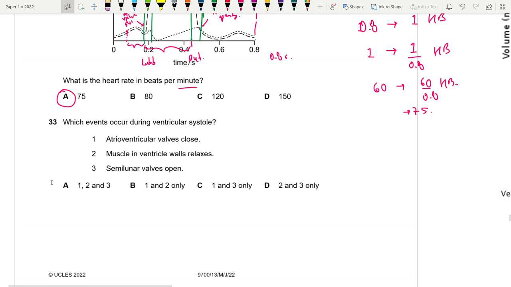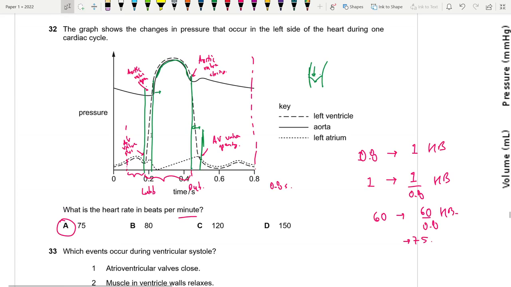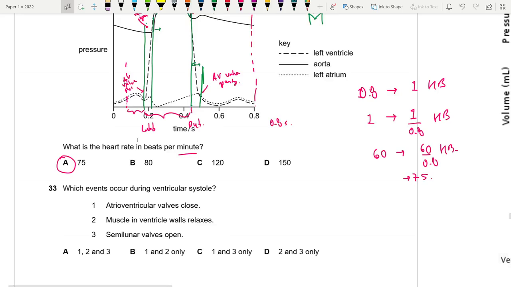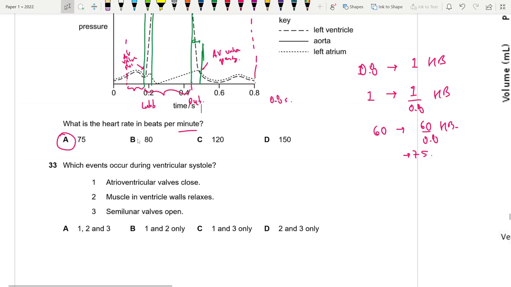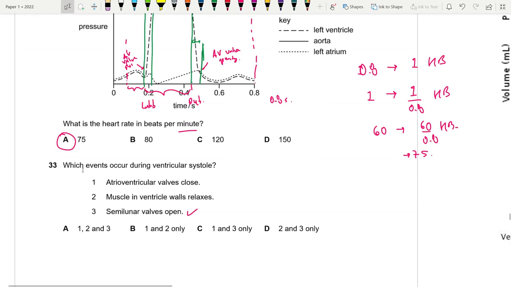Which events occur during ventricular systole? Great. Basically, during ventricular systole, the semilunar, the aortic valves, clearly open. Semilunar valves open. The atrioventricular valves... it has to be, okay, 3 is correct for sure, so any option without 3 is wrong. The muscles in the ventricle valves relaxes, that doesn't make sense, right? It's a contraction, so 2 is wrong. It can't be 2, so the option is C.